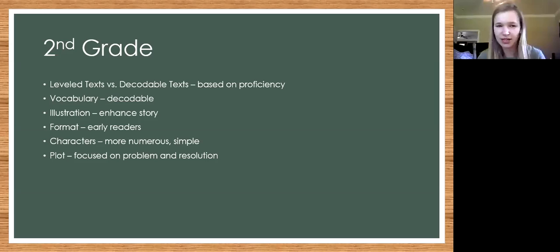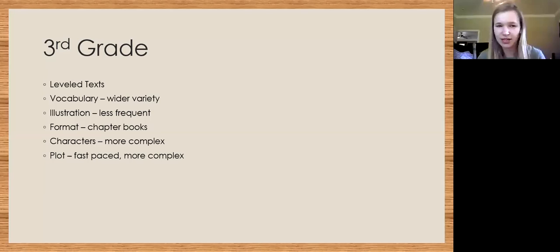And so for plot, you want it to be exciting and straightforward. You can have minor twists at this point, and you want to be focused on the main problem and resolution. So little background, still focus on the problem resolution, but you can have a few twists here and there. For third grade, you will use level text again because you're hoping that they're automatic with their decoding skills by now. For vocabulary, you will have a wider variety of dialects. You'll introduce more different, like regional dialects rather than just what the students are familiar with hearing. And you want to expand the vocabulary without overwhelming the students.